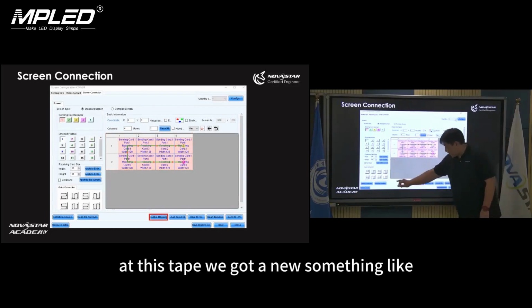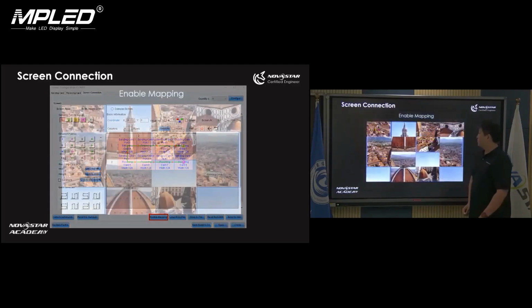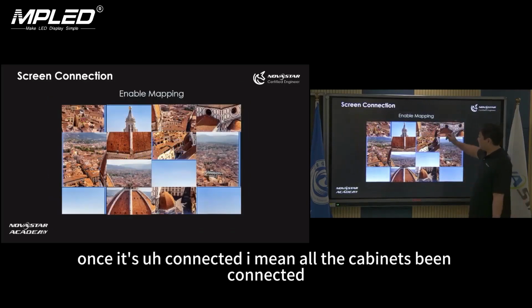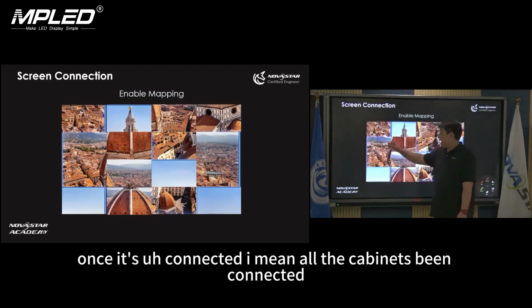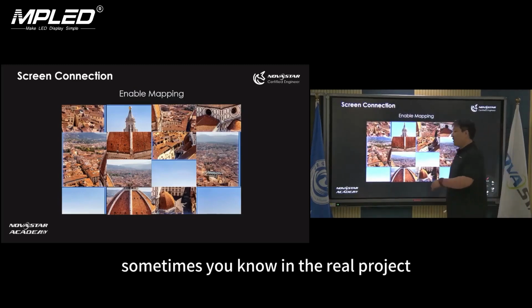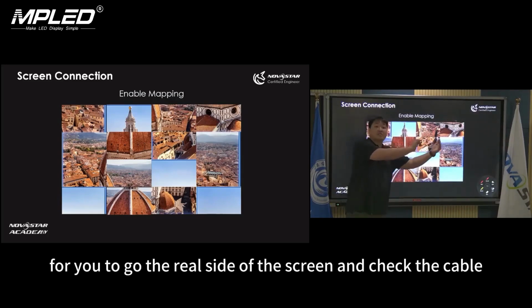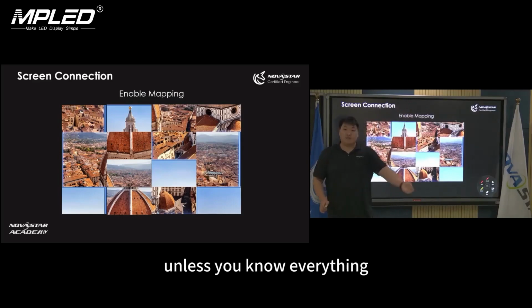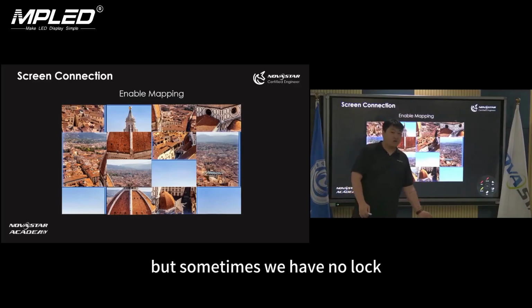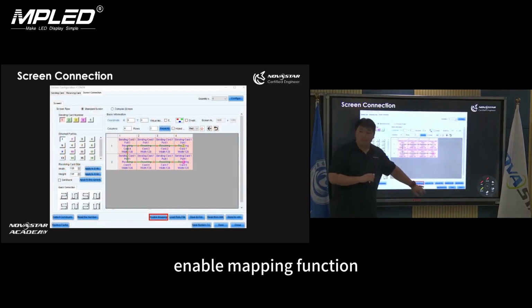And at this tab, we got a new function, enable mapping. You may ask, what is mapping? Let's check it out. Once it's connected, I mean, all the cabinets have been connected, but it's not really configured. It's just like this. And sometimes, in the real project, it's really hard for you to go to the real side of the screen and check the cable unless you know everything. But sometimes we have no luck, so we have to stand in front of the screen. So what we can do is the enable mapping function.